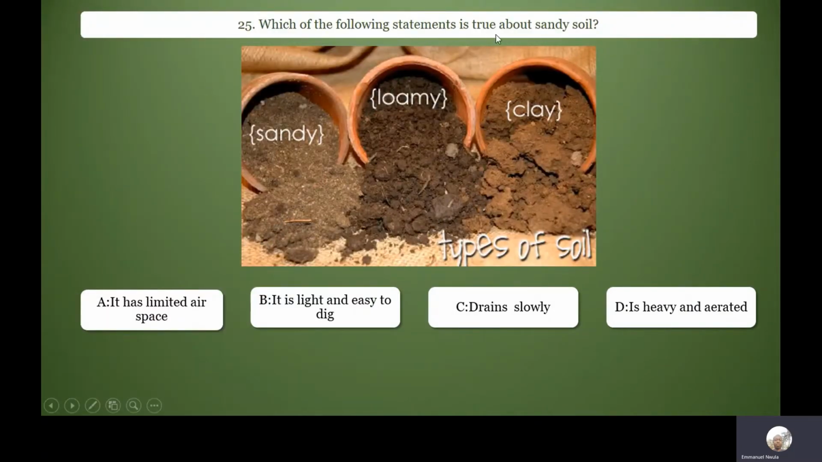Which of the following statements is true about sandy soil? Sandy soil is light and easy to dig. Option B is the correct option.